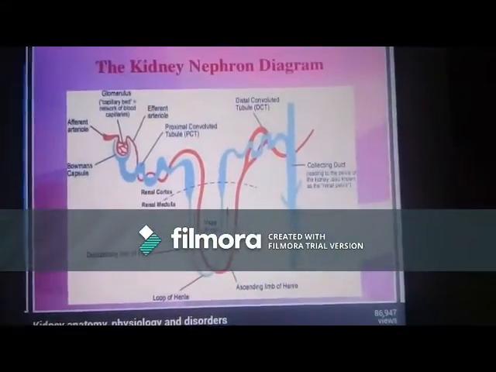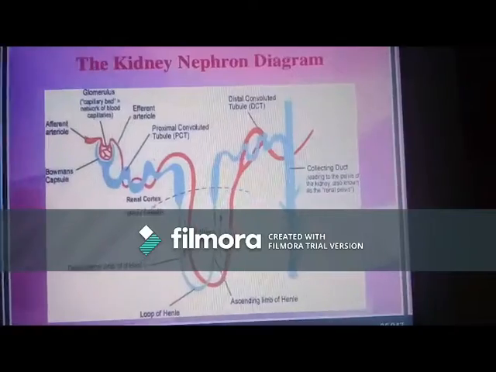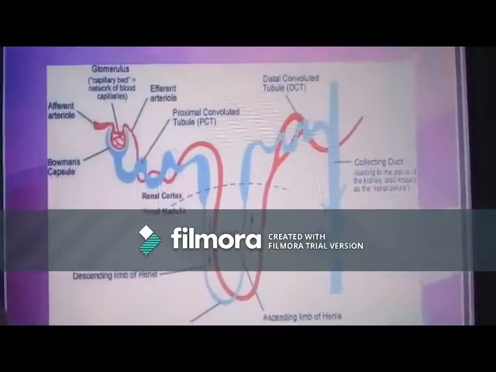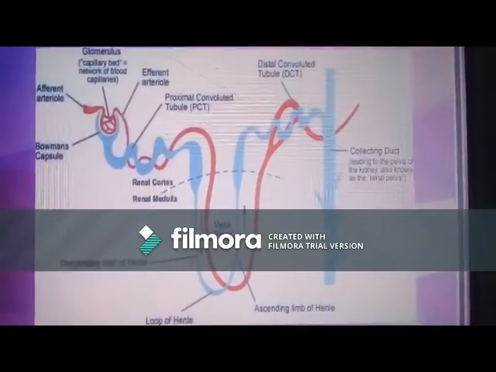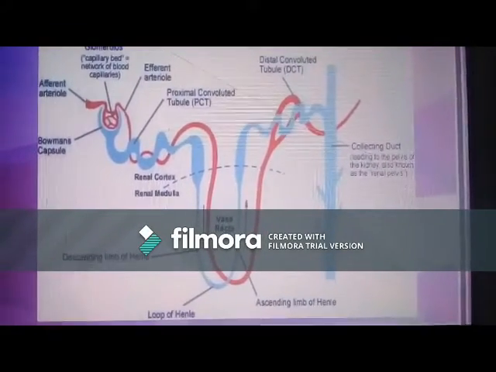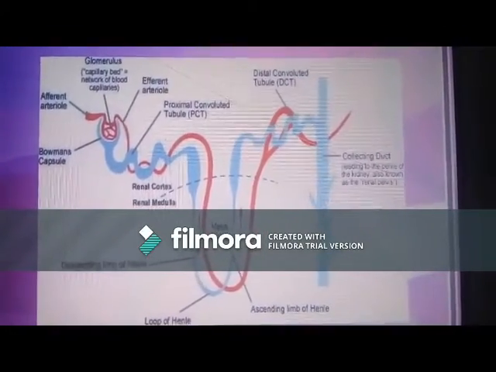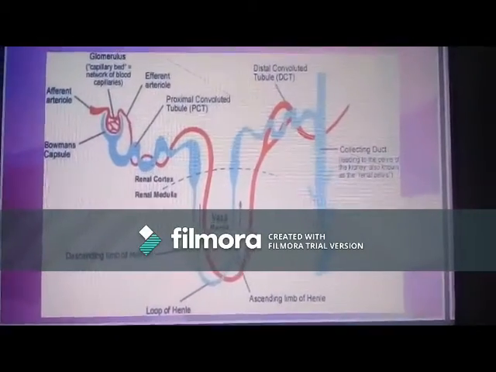So, the kidney nephron diagram. This is what we tackled during part 1 of the urinary system, the anatomy of the nephron.